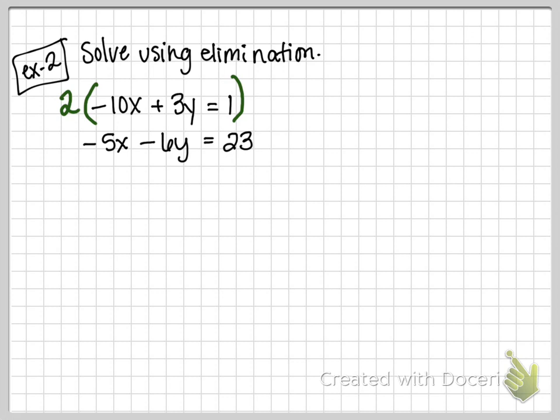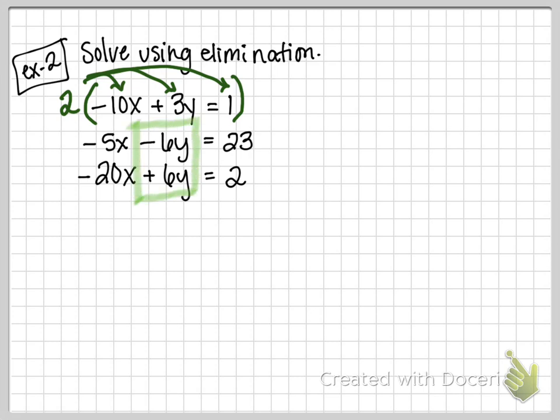So here's what we're going to do. I'm going to multiply it by 2 each term. So 2 times -10 gives me -20x. So we're basically distributing this to every single term. 2 times 3y gives us plus 6y. 2 times 1 is 2. Now I have a system where I've got my opposites. And now I can do my elimination and start solving.